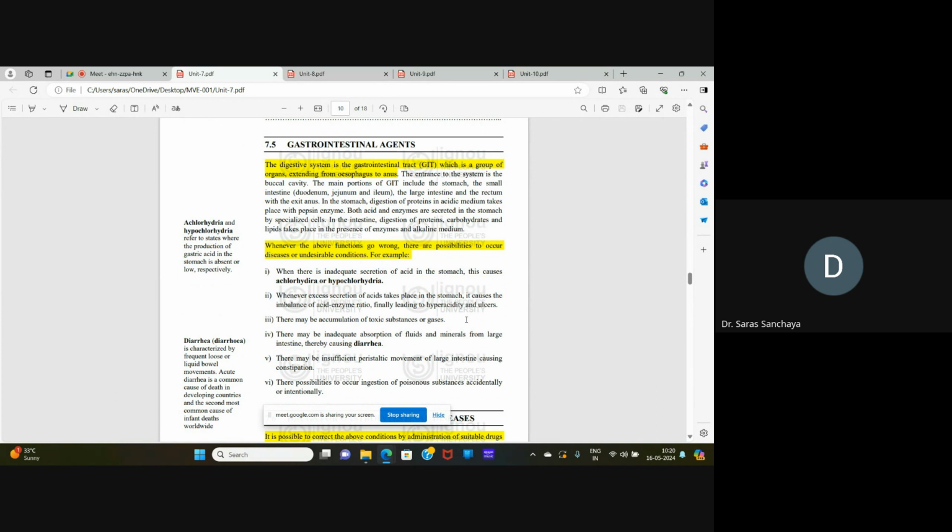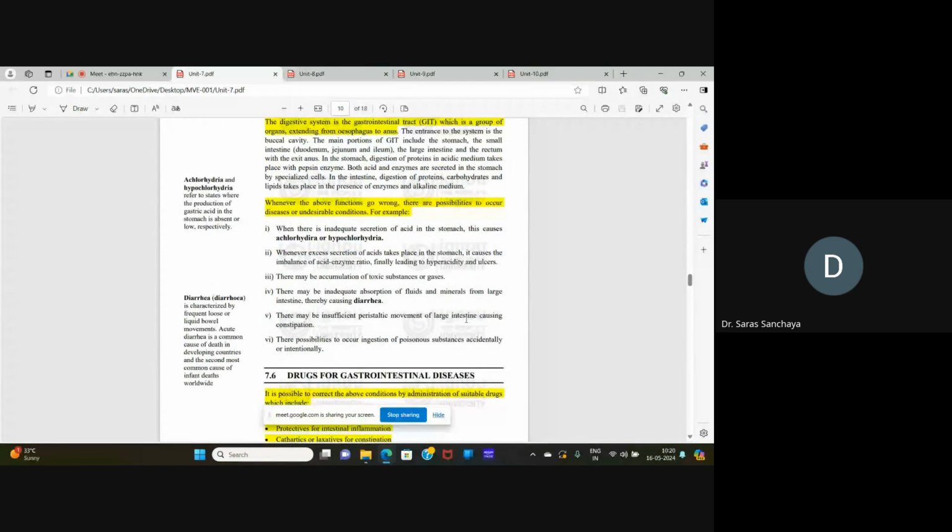There may be accumulation of toxic substances or gases. Then there may be inadequate absorption of fluids and minerals from the large intestine, thereby causing diarrhea. There may be insufficient peristaltic movement of the large intestine, causing constipation, and there may be possibilities of ingestion of poisonous substances accidentally or intentionally.